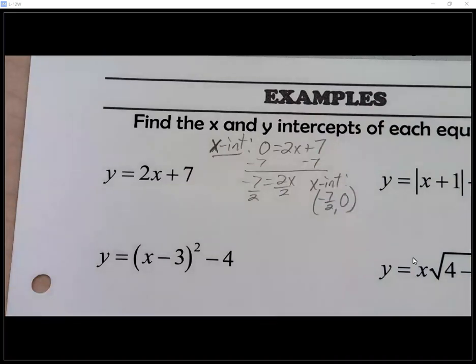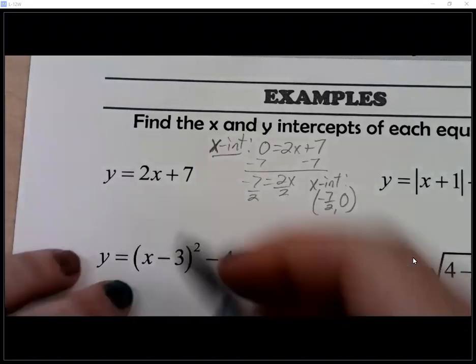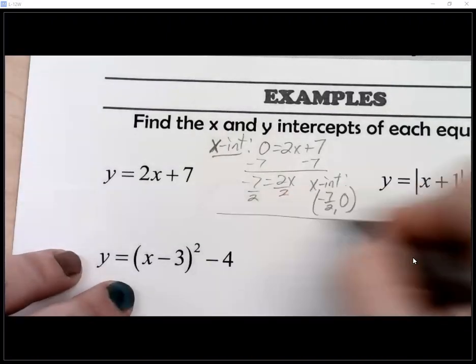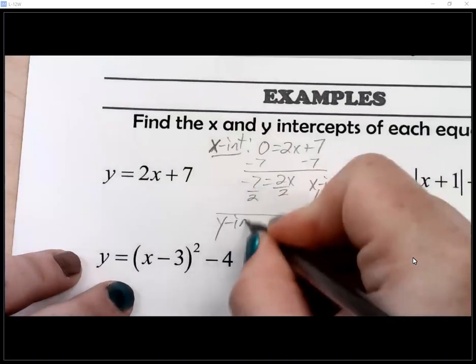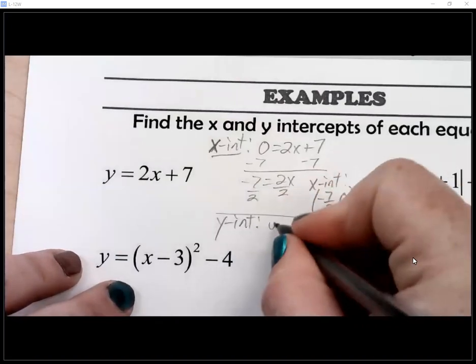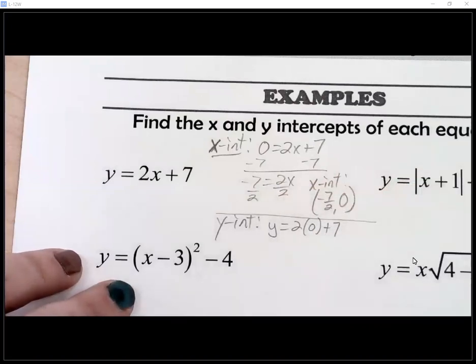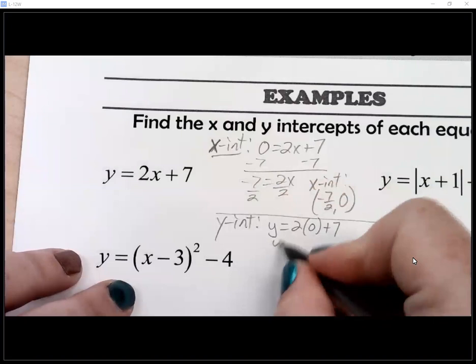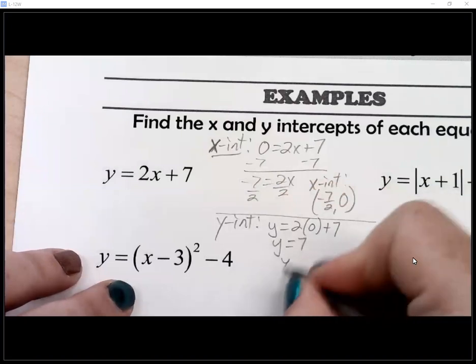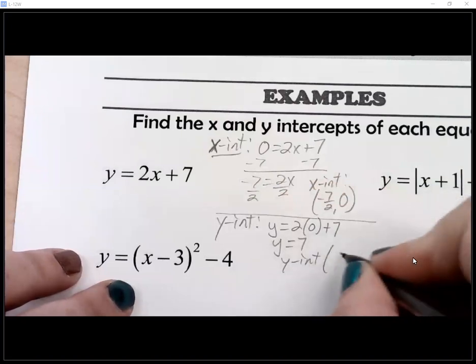You with me? Now, if I want to solve for the Y-intercept, this one's kind of easy because you already know what the Y-intercept is, because it's in slope-intercept form. So we already know that it's 7. But watch, if you didn't realize, I would do the same thing. If I'm going to find the Y-intercept, let's plug in 0 for X. Y equals 2 times 0 plus 7. Oh, well, what do you know? It's just 7. So that means my Y-intercept is at 0, comma 7.